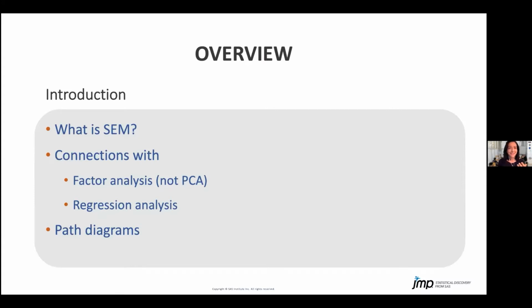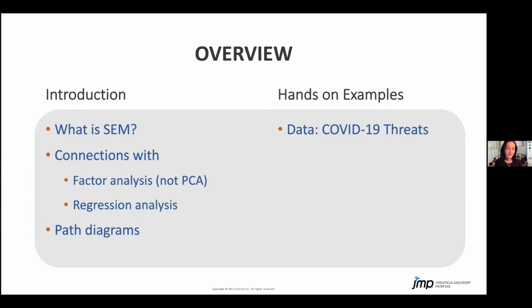And since this is 90 minutes and we're in a virtual environment, I thought that it would be very boring to just speak for 90 minutes in sort of a lecture style. So what I'm going to do is we're going to work through some applied hands-on examples. And I chose a data set that I think everybody can relate to. The data are about perceptions of COVID-19 threats. And so I'm going to introduce the data after the introduction, and we're going to learn with those data how we go about specifying and interpreting structural equation models.